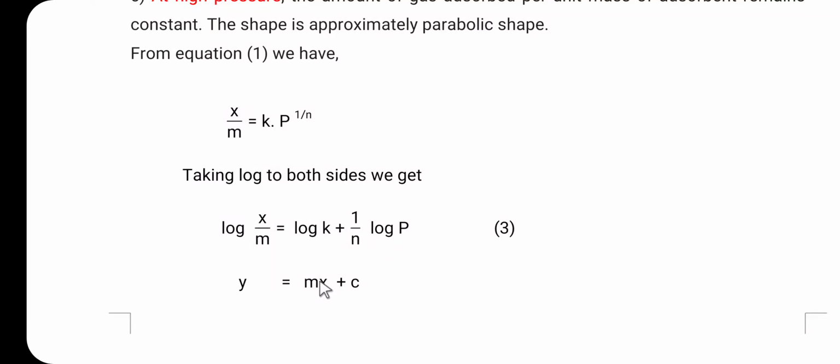This is of the form of the equation y is equal to mx plus c. So here y is equal to log of x by m, and c is equal to log k, while mx is equal to 1 upon n log p. m is the slope of the line and slope is equal to 1 upon n, and x is log of p. All of you know that when we have the equation of a straight line, y is equal to mx plus c, we always plot the graph of y versus x. Here the value of y is log of x by m and the value of x is log p. So let us consider the graph of log of x by m versus log p.